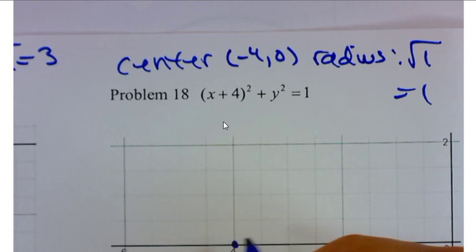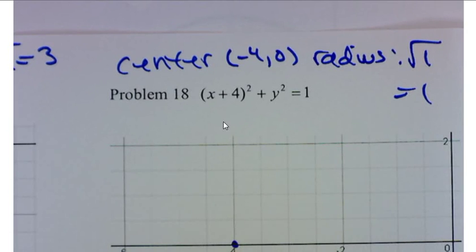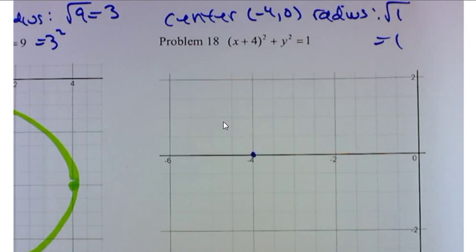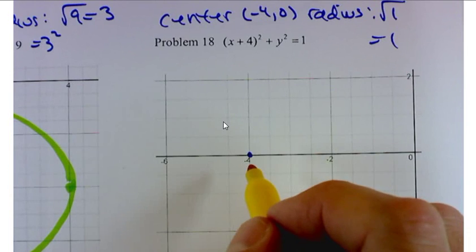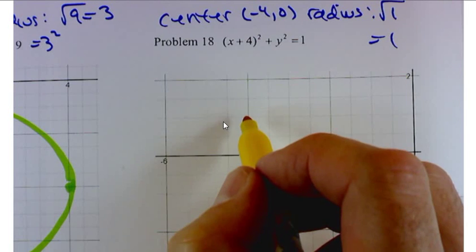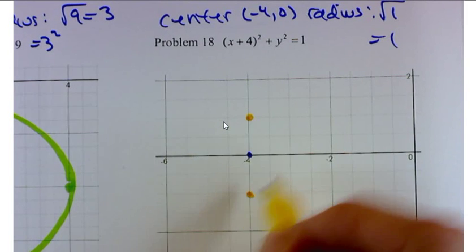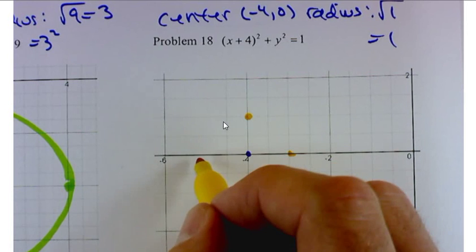There's our center. Now, our graph is actually a lot bigger than we need. That's okay. I did it so that it fit in nice and neatly here. So try and draw the graph here, the same way we did the other one. Up 1, down 1, right 1, and left 1.